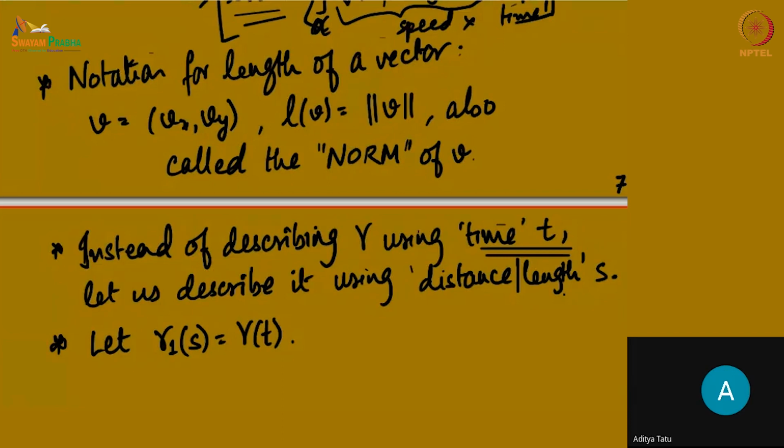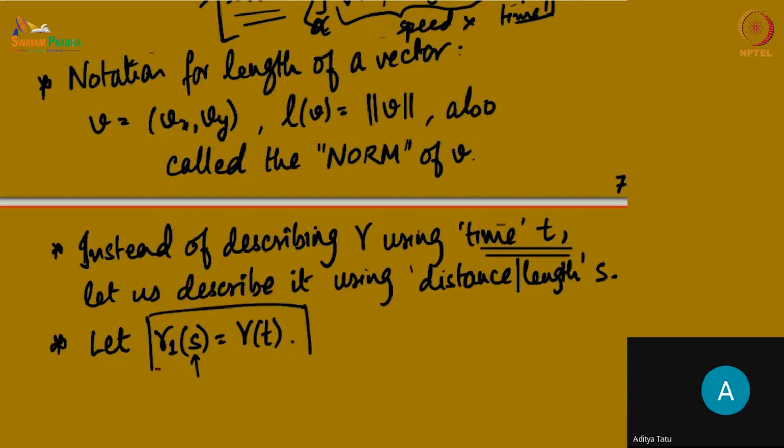Yes, sir. We can, right? So let us, and we are still describing the same path. If the distance traveled is s units, then the point is at the same position as the point has reached after traveling for t units. Do you understand this equation?